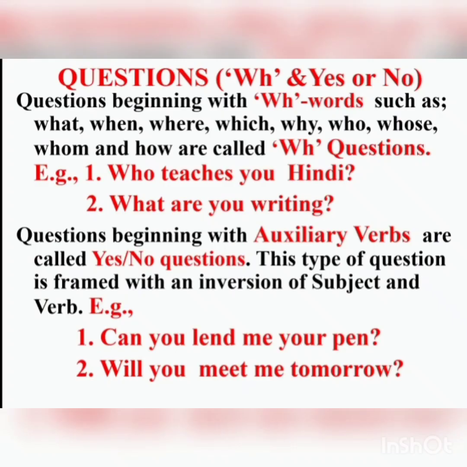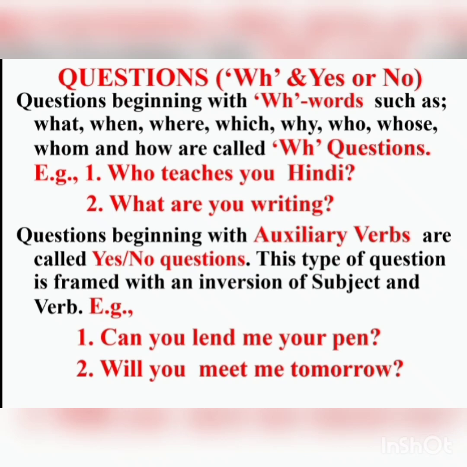Now we are going to learn about how questions can be converted into passive voice. There are two types of questions, WH questions and yes or no questions. For example, who teaches you Hindi? In this question, we would like to know a person who teaches Hindi. Similarly, what are you writing? Here, we would like to know what a particular person is writing.